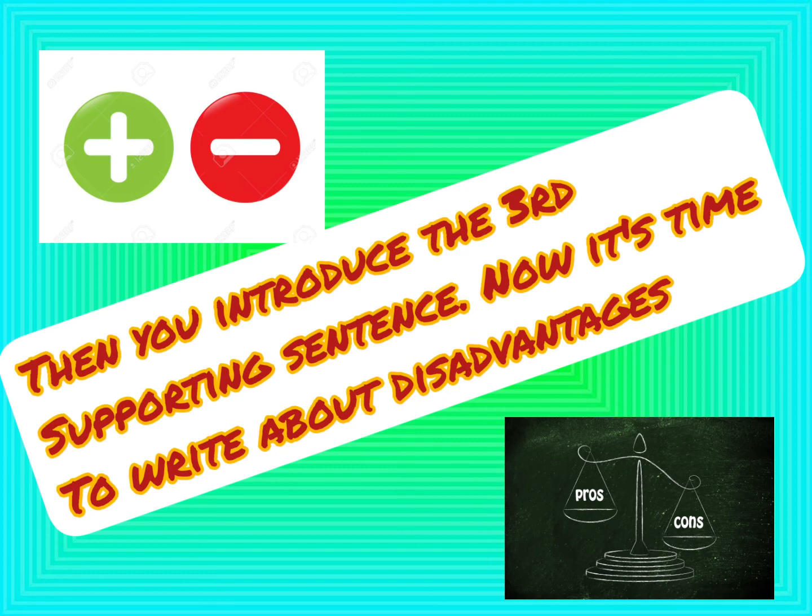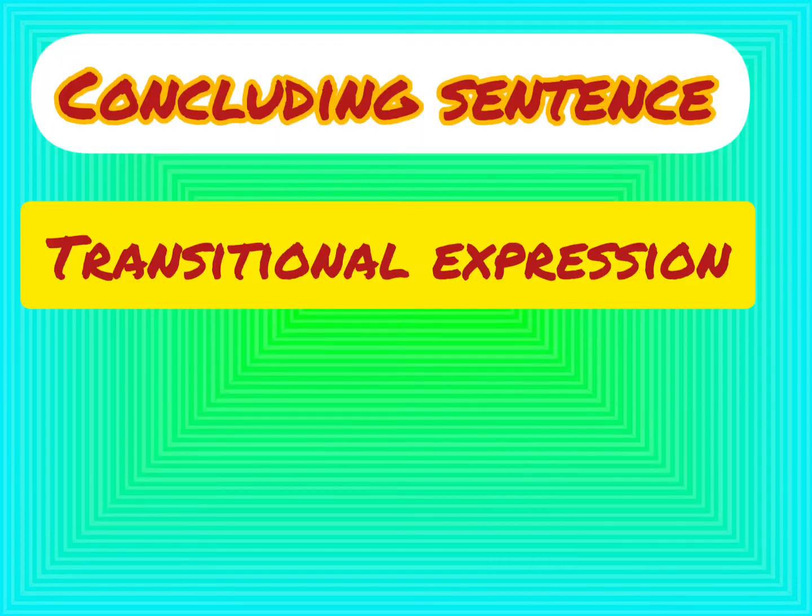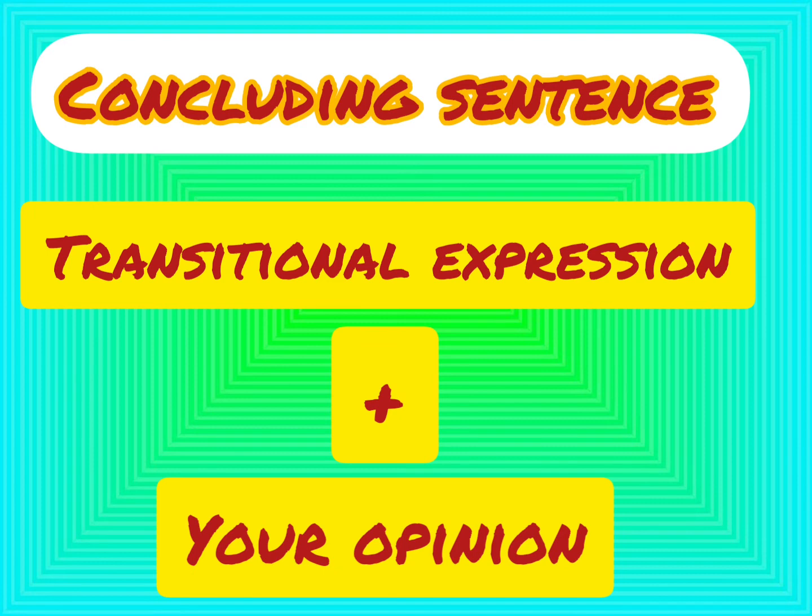In this case, we started with the advantages. In the concluding sentence, don't forget to use a transitional expression, please. Do not forget: all in all, all things considered, to summarize, in brief. Plus, in this case, for the first time, you are going to give your opinion. In for and against paragraphs, you have to give your opinion in the concluding sentence.